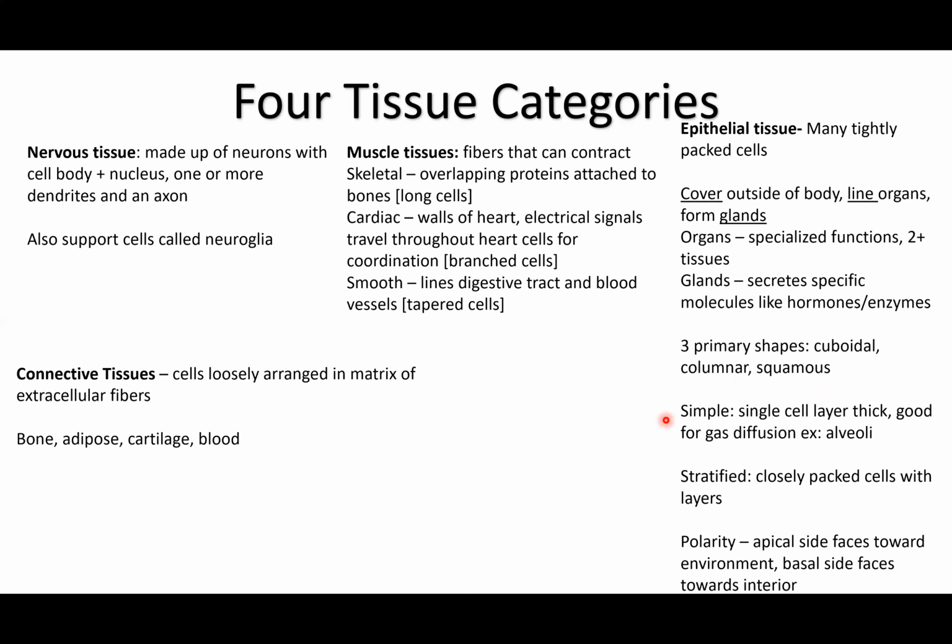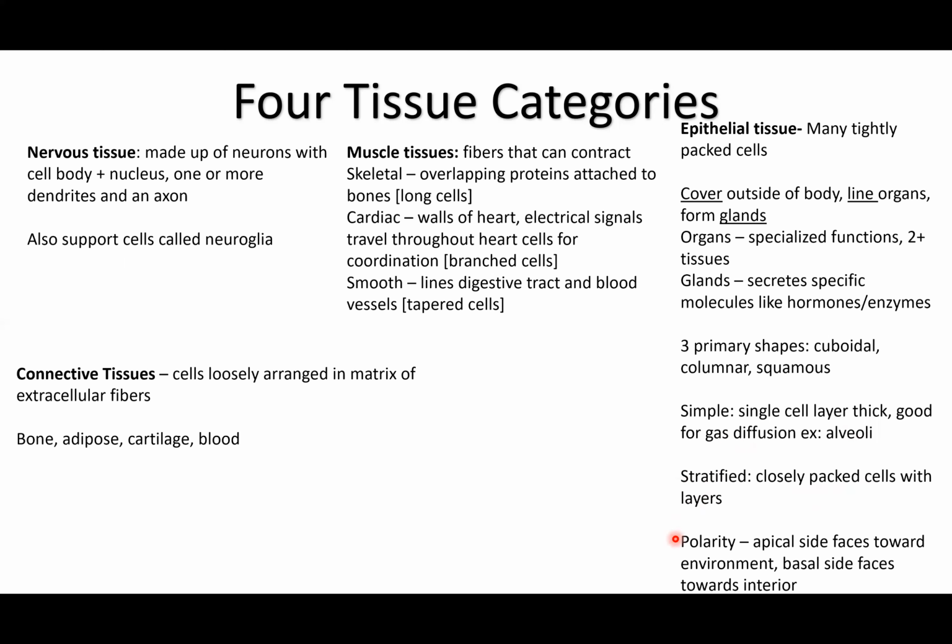And then we can have two classifications for epithelial tissue. Simple epithelial tissue is a single cell layer thick, good for gas diffusion. Stratified epithelial tissue is the opposite. So you have closely packed cells in layers.